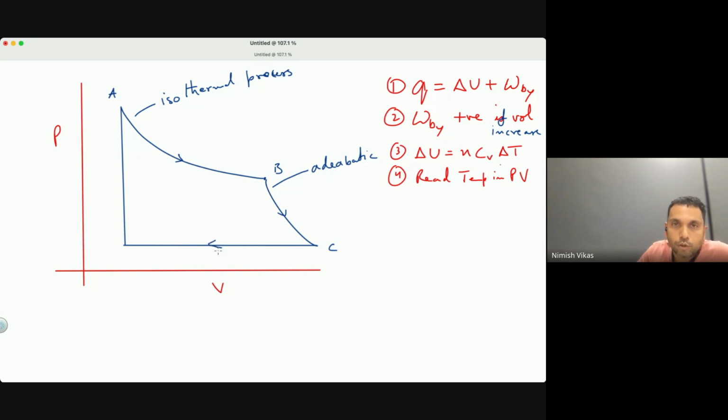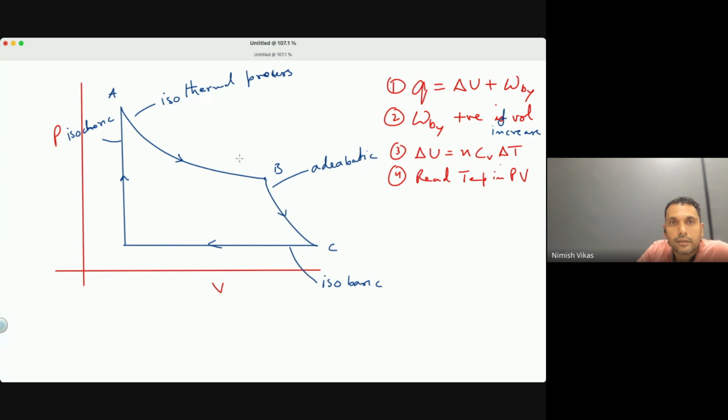This one is isobaric. Obviously, you can see the pressure is not changing. Isobaric means pressure not changing. And this one is isochoric, meaning volume not changing. You can see that, isochoric.